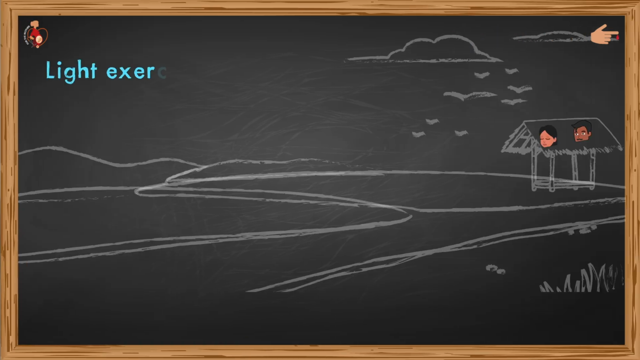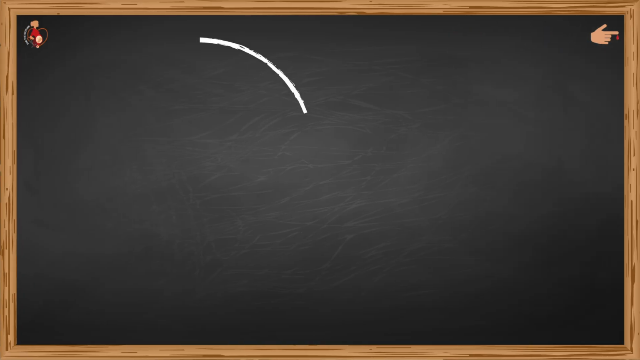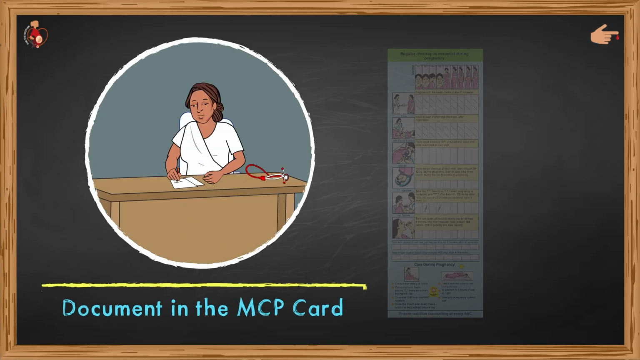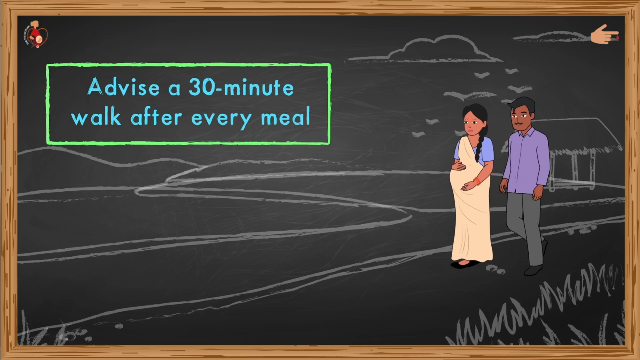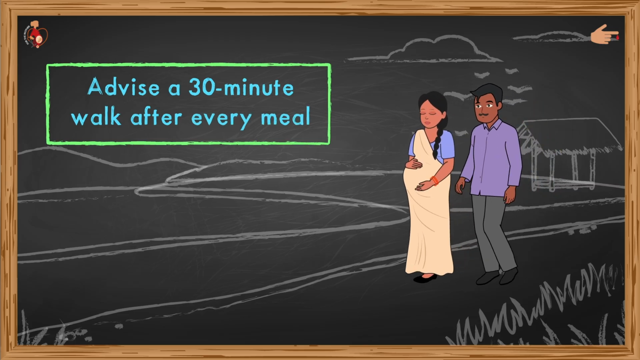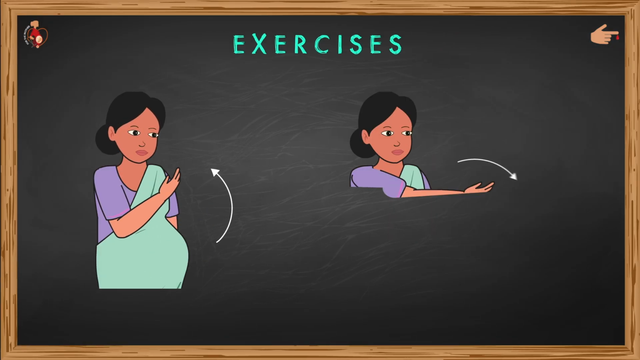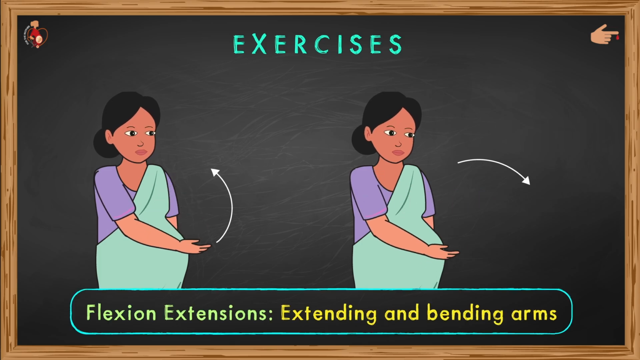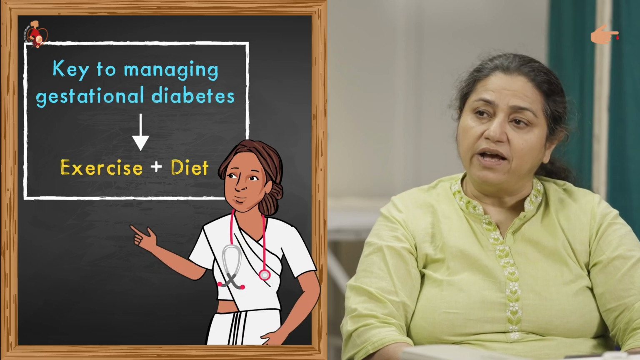The exercise also needs to be done in a disciplined way, and everything needs to be documented in their handheld notes, the MCP notes that the woman carries with her. The exercise includes walking, which is a very good exercise, 30 minutes of walking every day, predominantly after each meal, which is very important to get the sugars into the normal range. Exercises like flexion extension of the arms can also be helpful. So exercise along with the diet is going to be important in managing gestational diabetes in pregnancy.